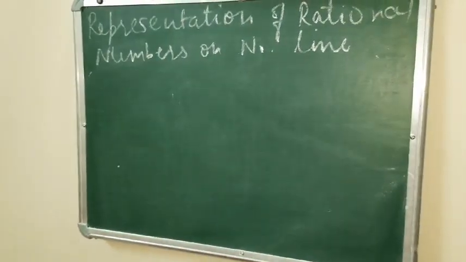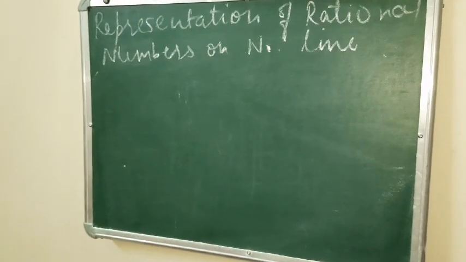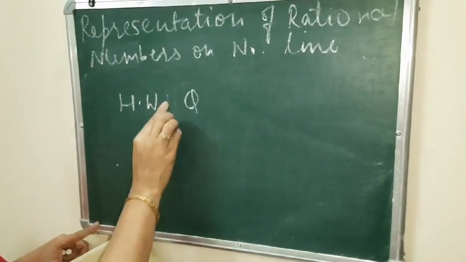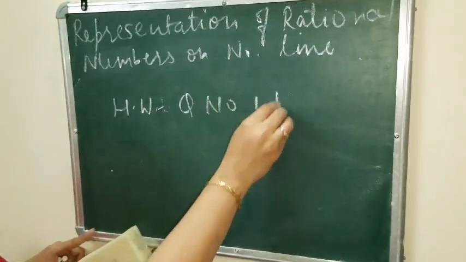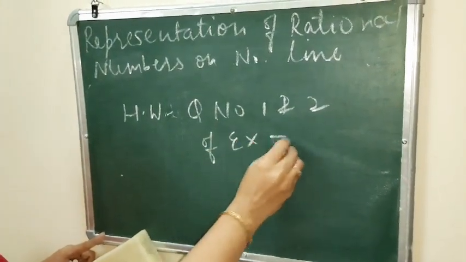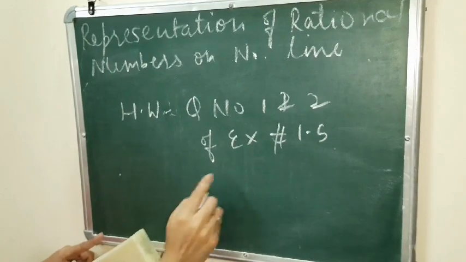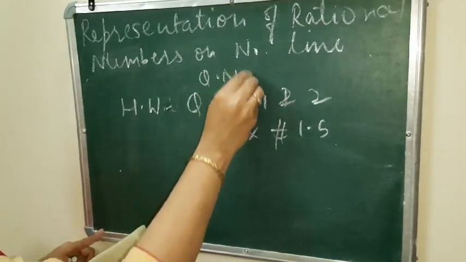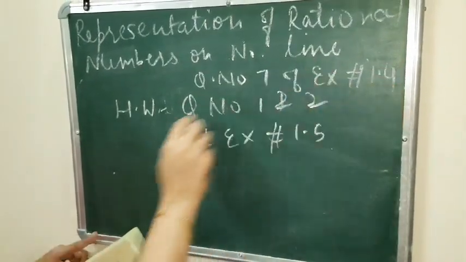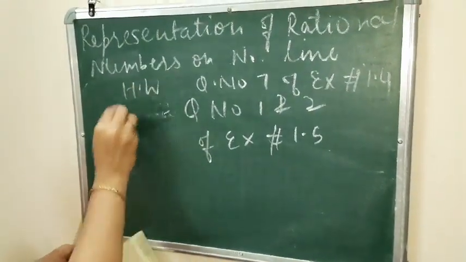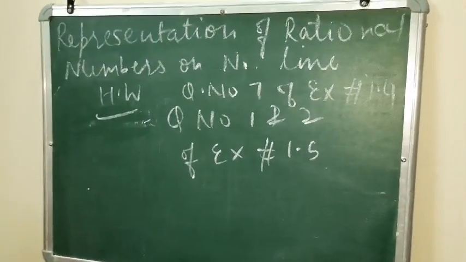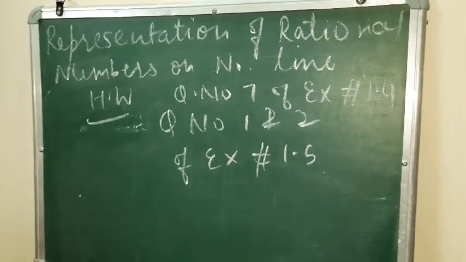Example number 1 we have done. Now you have to do question number 1 and 2 also from the exercise. That will be your homework. Question number 1 and 2 related to representation of rational numbers on the number line, exercise 1.5, and question number 7 of exercise 1.4 is also your homework. Whatever we have done today in the class, note it down in your notebook, plus these 3 questions you will do as homework. Thank you so much.